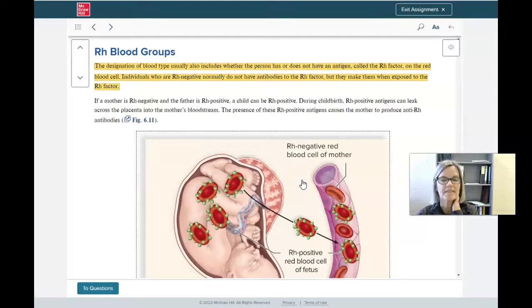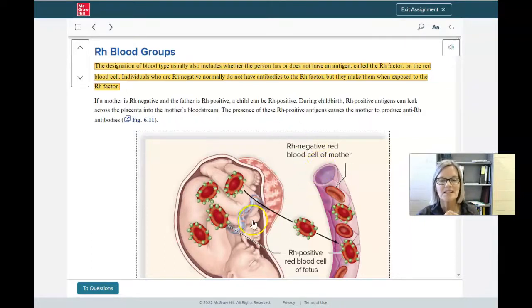So the blood that has the most different proteins on it, think about what it would be. It would be AB positive. An AB positive has A proteins, B proteins, and RH proteins. An O negative has no proteins, no A, no B, no RH, so they're called O negative.